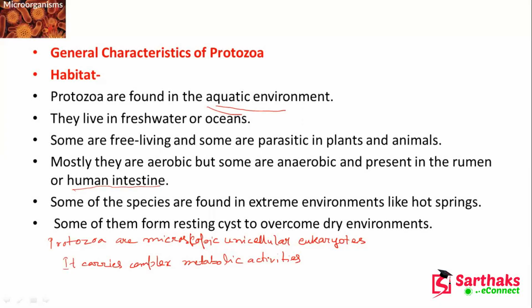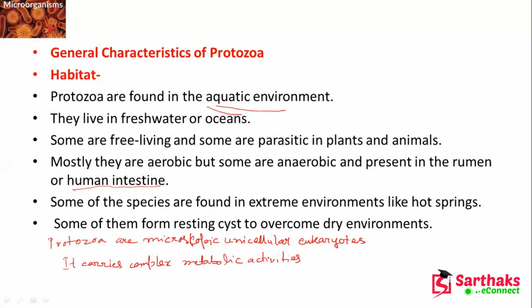So protozoa are microscopic unicellular eukaryotes with a relatively complex internal structure, compared with other microscopic unicellular eukaryotes, and they carry out complex metabolic activities. They are found in the aquatic environment. On the basis of light and electron microscopic morphology, the protozoa are currently classified into 6 phyla. We'll study those later on.